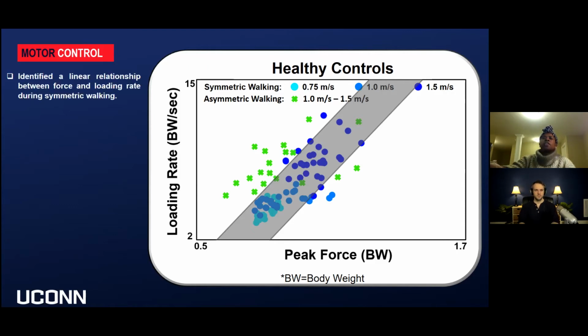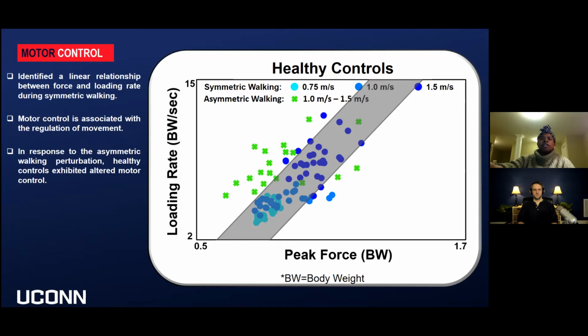We wanted to figure out, okay, great, we have this linear relationship, but what does this metric really tell us? What we think it's looking at is motor control. Motor control is the regulation of movement, and you need force and the rate of force to regulate movement. So we think this is a nice motor control metric. Again, in the healthy individuals, it further supported and validated that this asymmetric walking was a physical perturbation and a physical impairment, at least in healthy individuals.